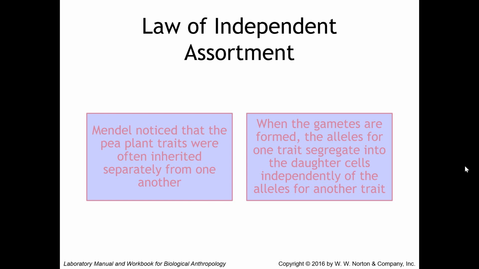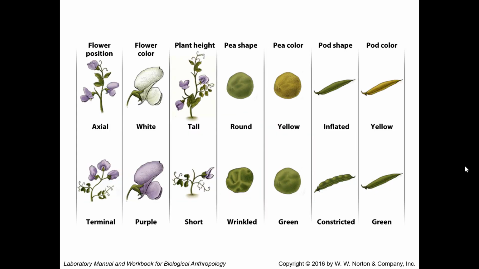All right, so here's a look at the pea plants and the traits he was tracking. He was looking at the flower position, whether it was axial or terminal, the flower color, whether it was white or purple, plant height, tall or short, pea shape, round or wrinkled, pea color, yellow or green, the pod, whether it was inflated or constricted, and then the color of the pod, whether it was yellow or green.